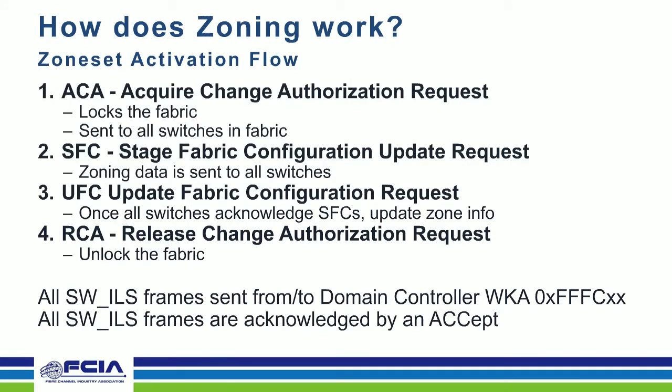Okay, so now that you've created the zone set, you're going to want to distribute it to all the switches in the fabric. So how does that happen? Well, you want to guarantee that all switches operate off the same zone database. And zoning does this by using a standardized commit service protocol to achieve this in four stages. Stage one, or phase one, is the ACA, acquire change authorization request. And this stage basically establishes a fabric-wide lock, and it's sent to all switches in the fabric.